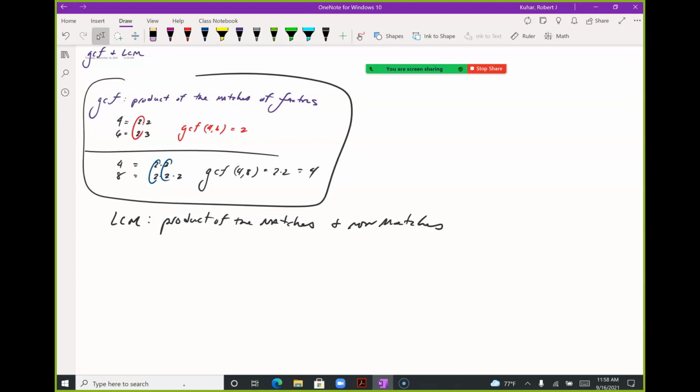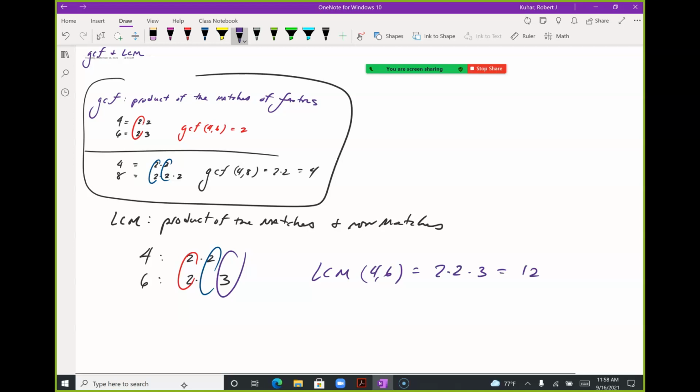So let's look at the first one we did. We did a 4 and 6, right? So 4 was 2 times 2. 6 was 2 times 3. Okay, I have a match of 2. And I actually will write it like this. I have a non-match of 2 and a non-match of 3. So my LCM of 4 and 6 is 2 times 2 times 3, which is 12. So product of the matches and the non-matches.